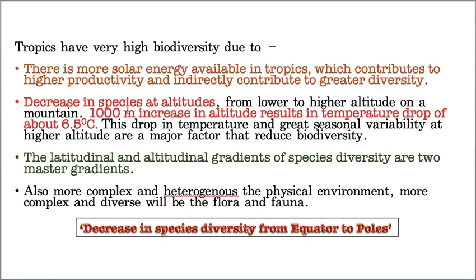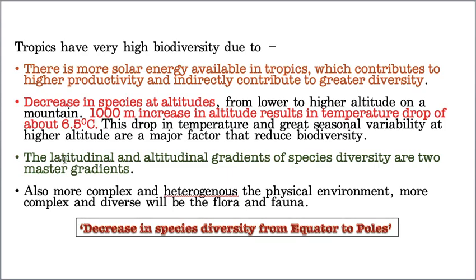Now, decrease in the species at altitudes, because for every 1,000 meters increase in altitude, it results in a temperature drop. For every 1,000 meters, 6.5 degrees centigrade of temperature is decreasing. As the temperature decreases, obviously there is a decrease in the number of species.